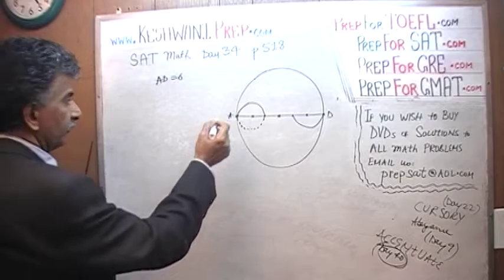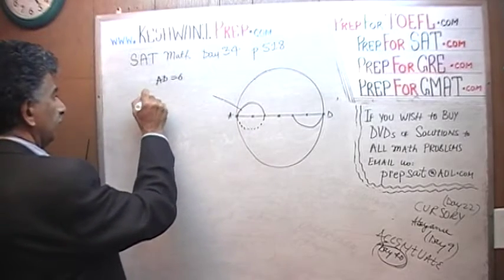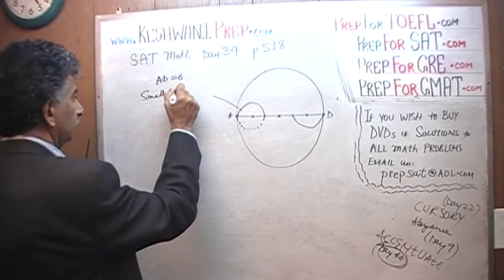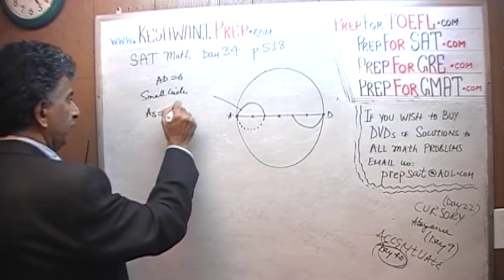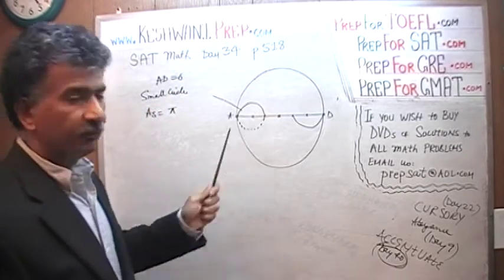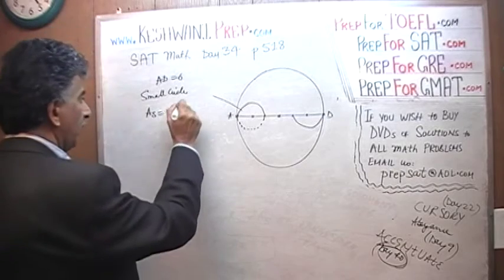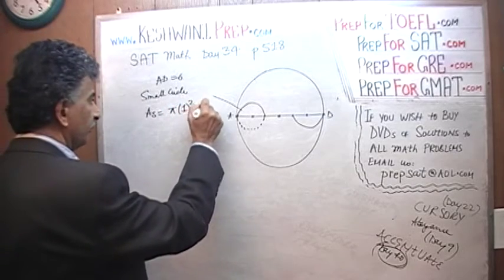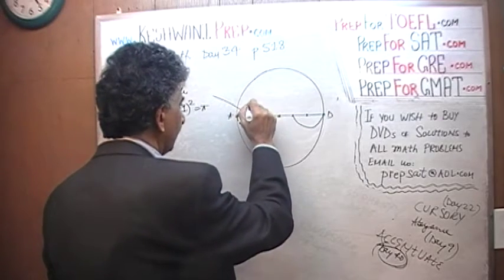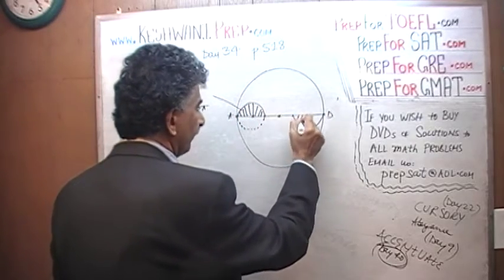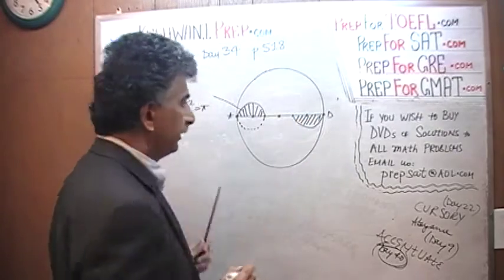I'm going to call that a small circle. This is our small circle. And therefore the area of the small circle is pi r squared. Since the diameter is 2, radius is 1. Pi r squared, which is just pi. And that takes care of this entire area. This half of the circle right here and this half of the circle is taken care of.